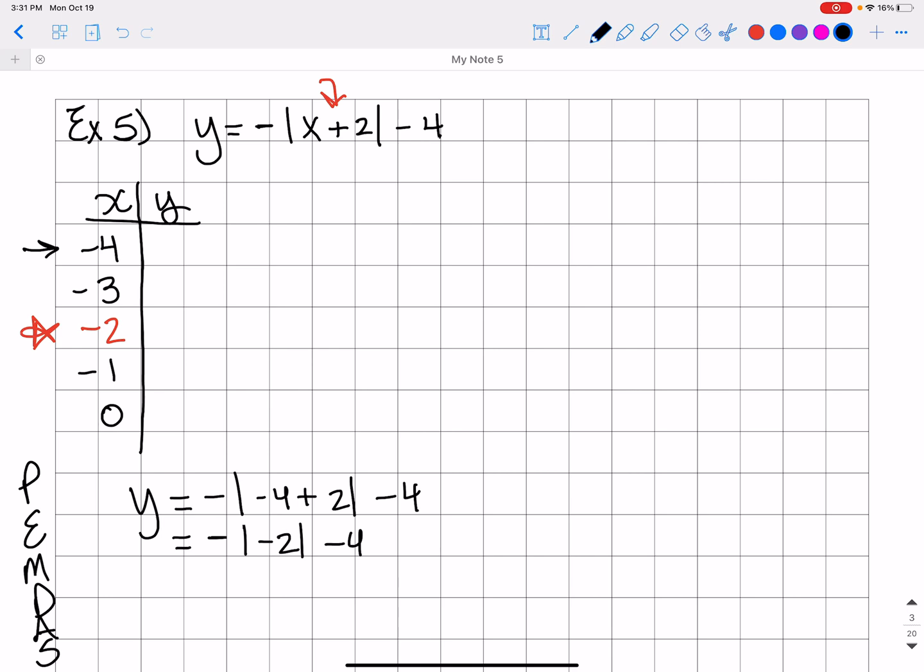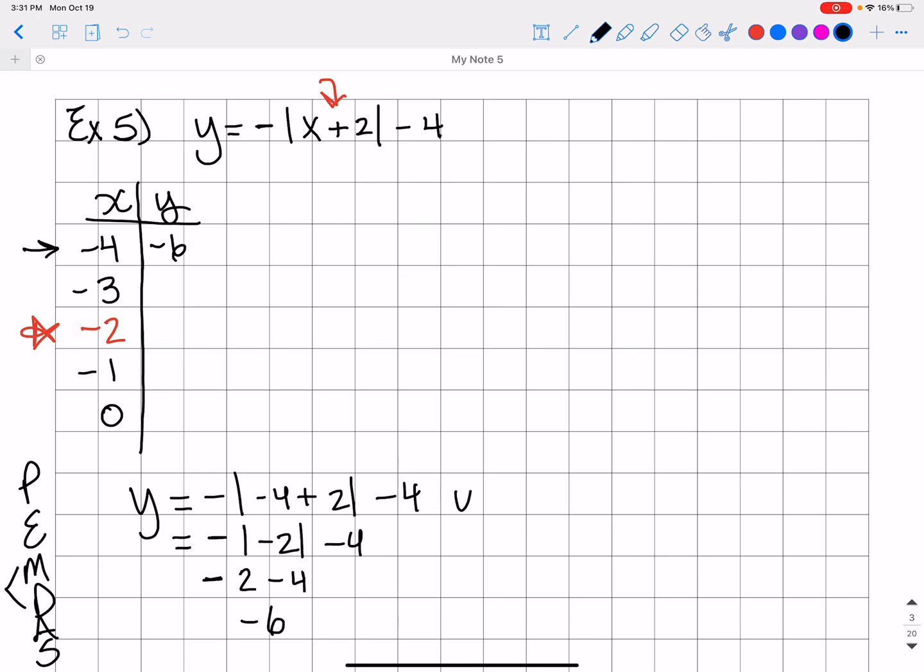Now I have to deal with that absolute value. I'm not messing with that negative sign yet, right? That's multiplication and division, and I'm not there yet. I've got to evaluate the absolute value of negative 2, which is positive 2. Now that negative can attach, and then drop down the minus 4. And now lastly, negative 2 minus 4 is negative 6. So I can plug negative 6 in to my equation.